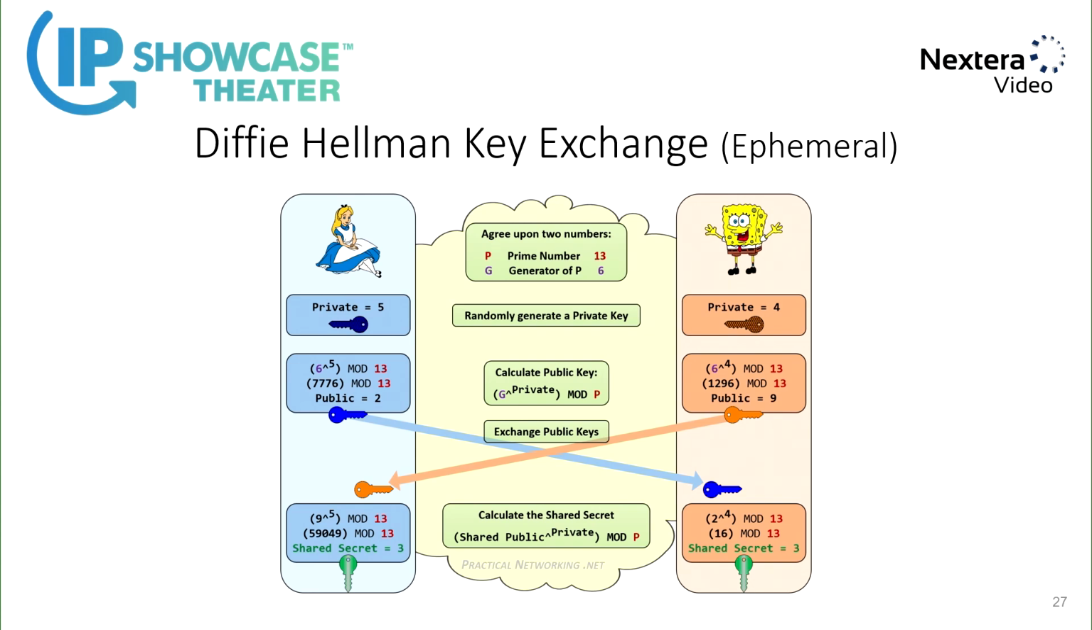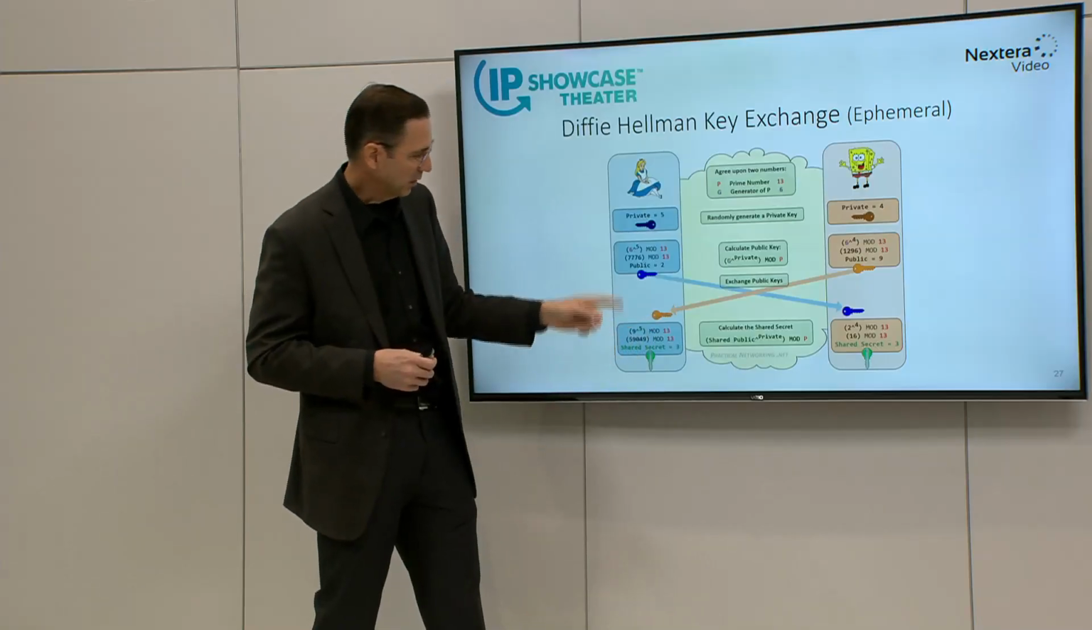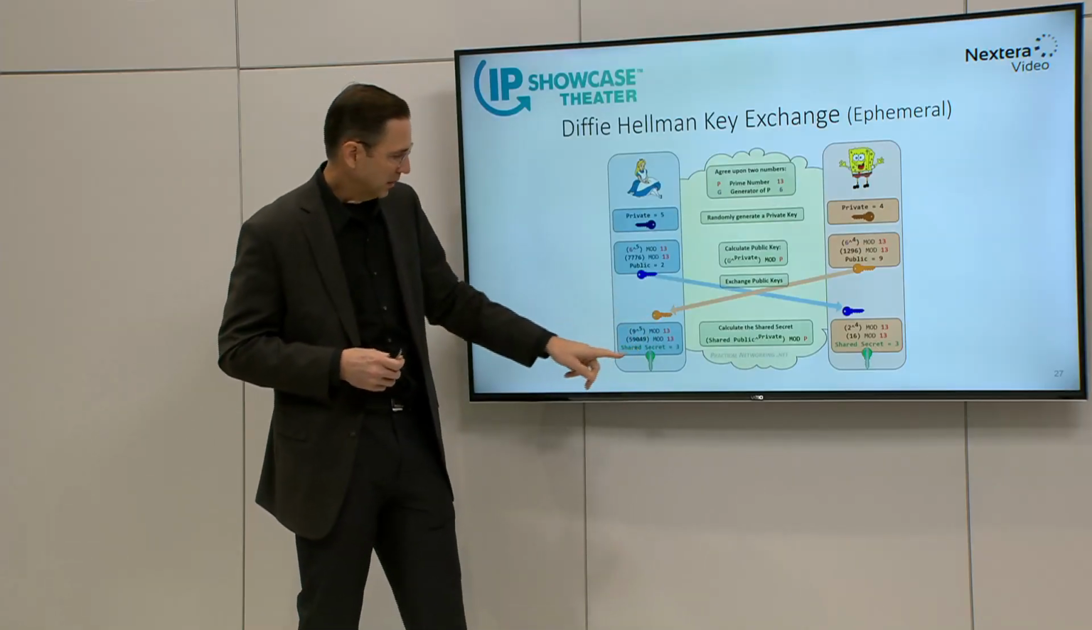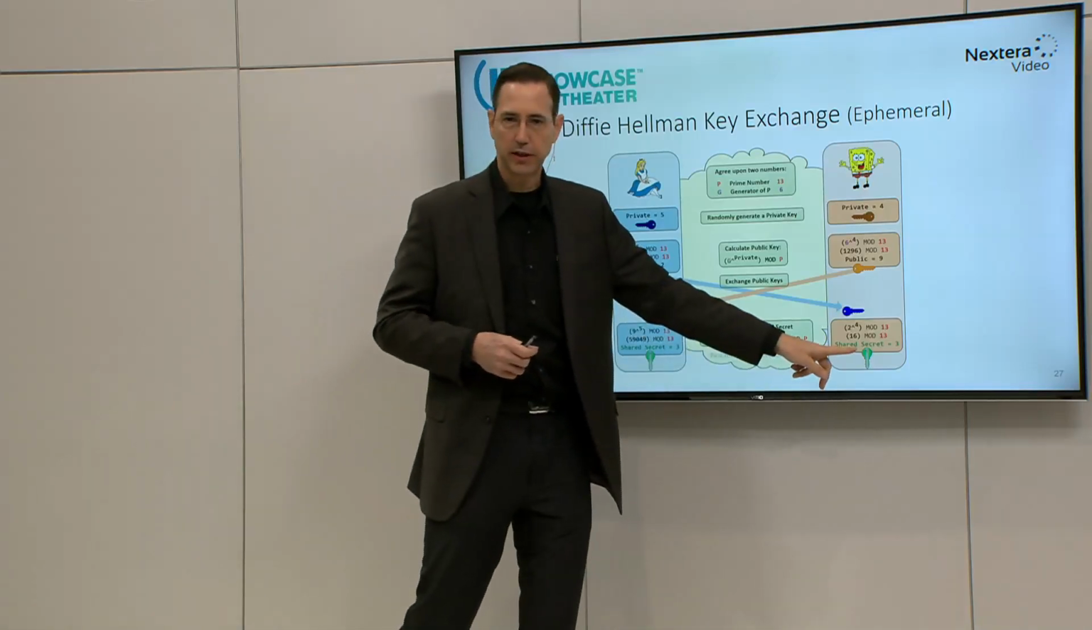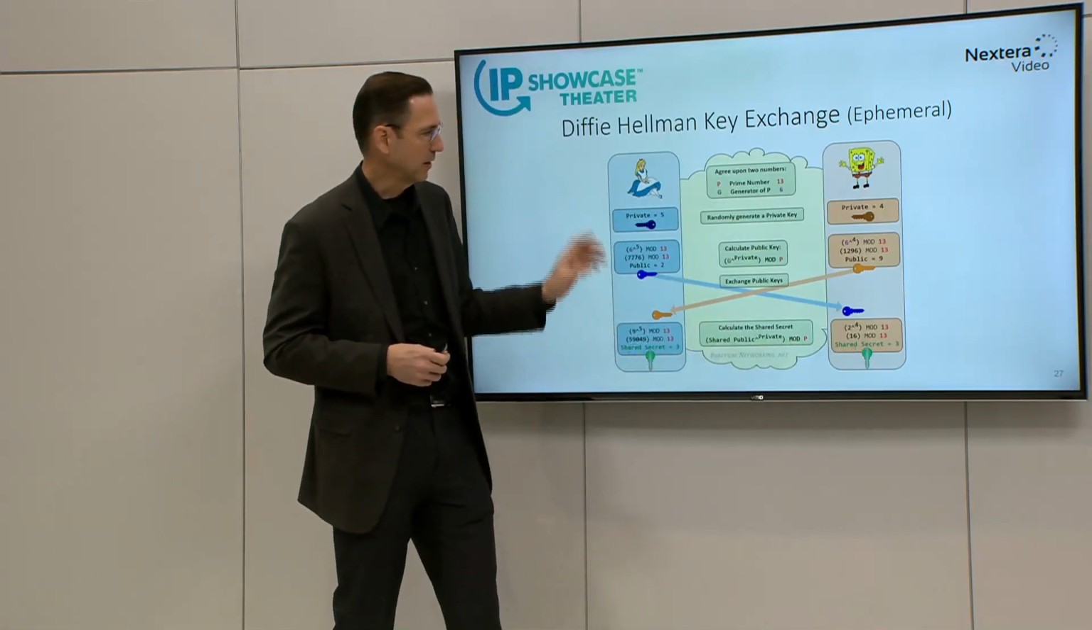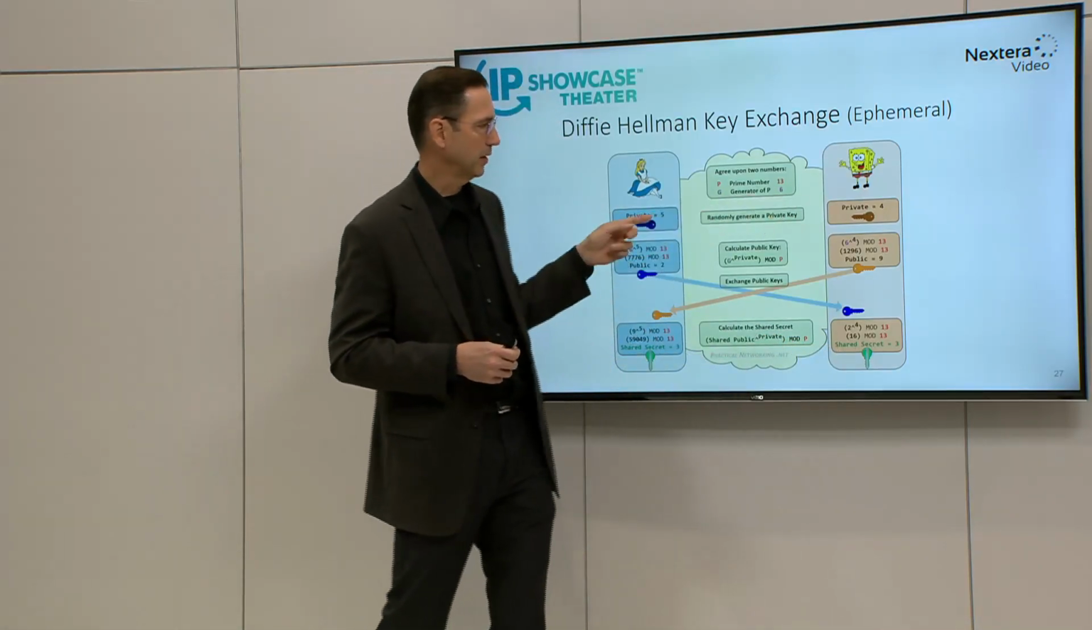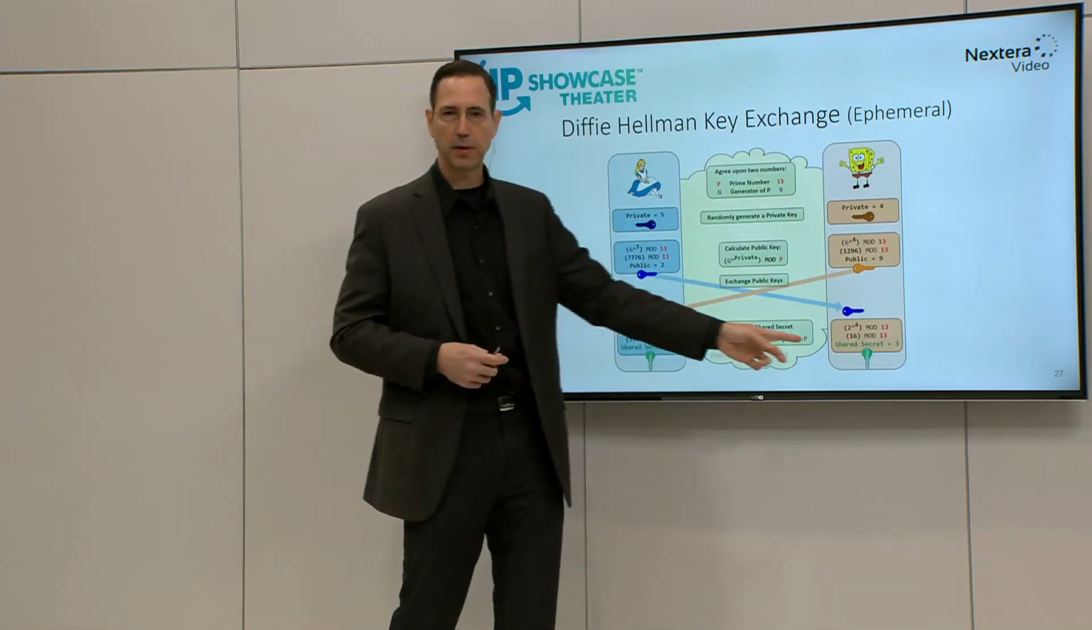Bob does the same thing on his side. He does some math to his key and generates a number. He gets a 9, he sends this over here. One more math step, they actually end up with a shared secret key. It's actually a very clever algorithm. By never sharing their private keys, they both end up with the same answer.